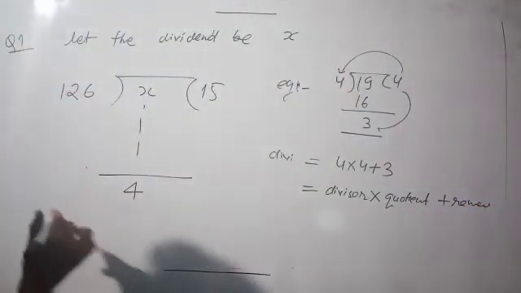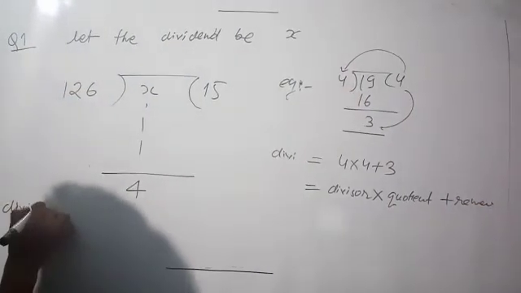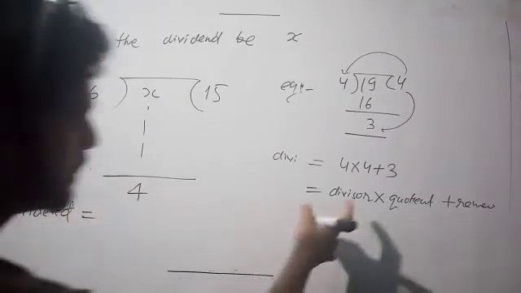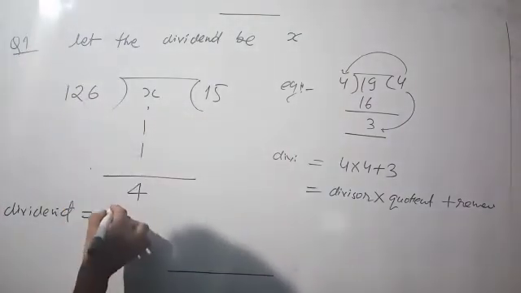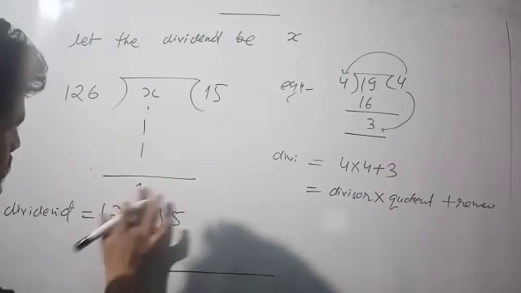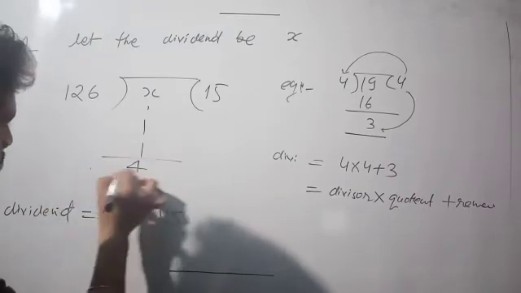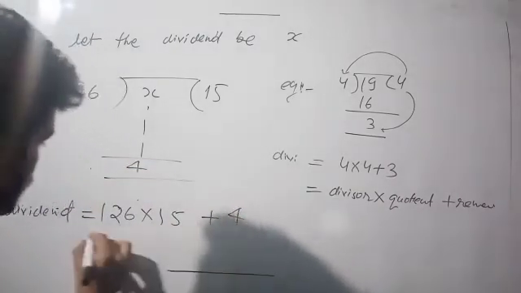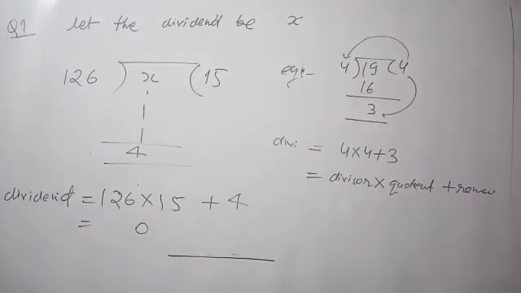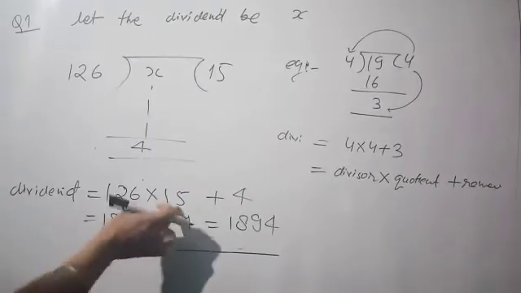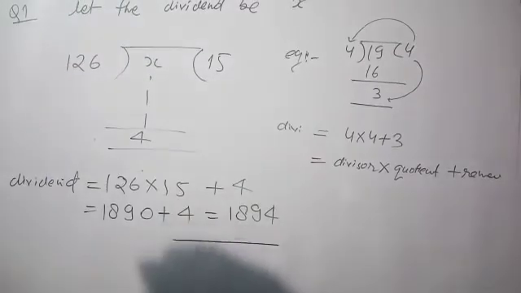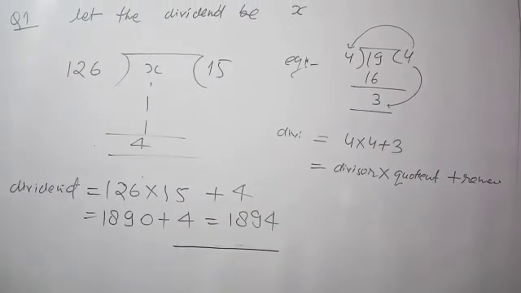Similarly here we have to find out the dividend of this number. For that we can multiply divisor into quotient. Divisor 126 with quotient 15, then we can add the remainder in this term. 15 times 126 is 1890, then add 4. The answer is 1894.